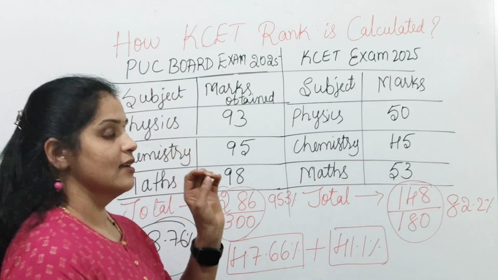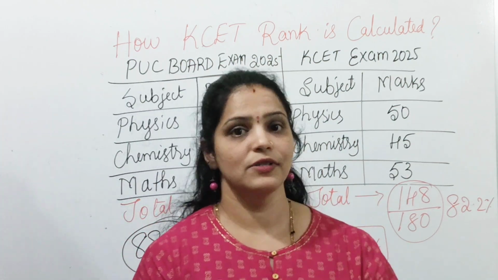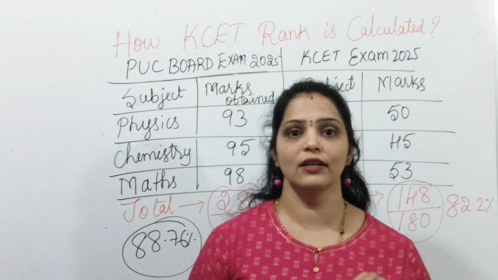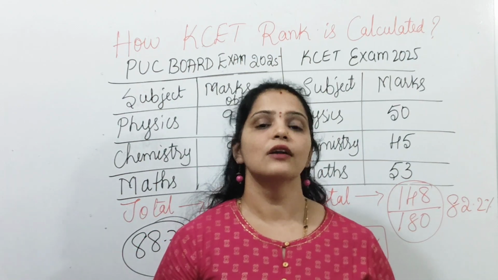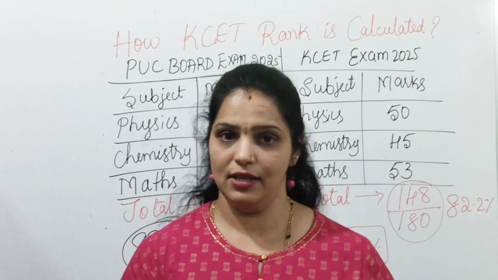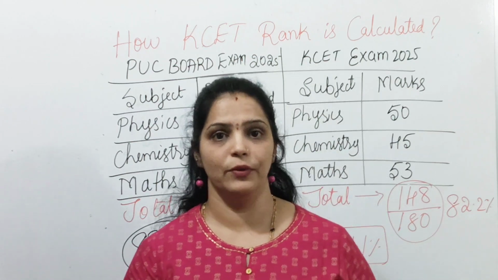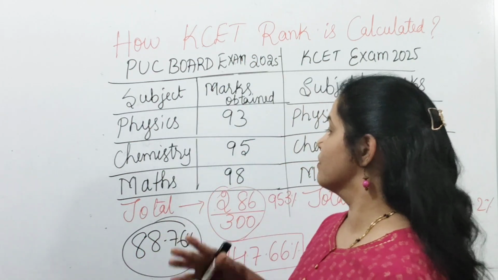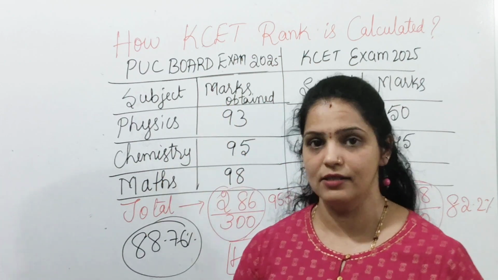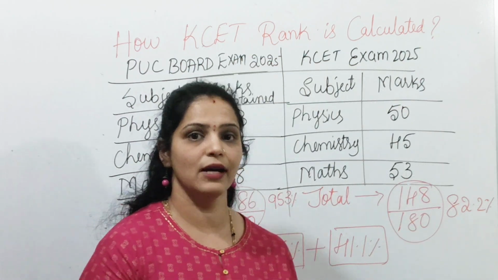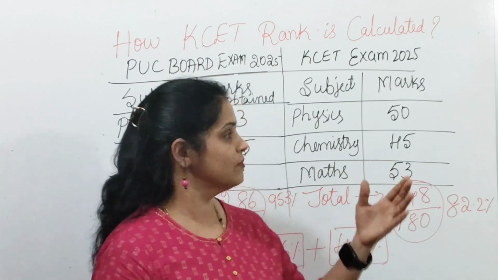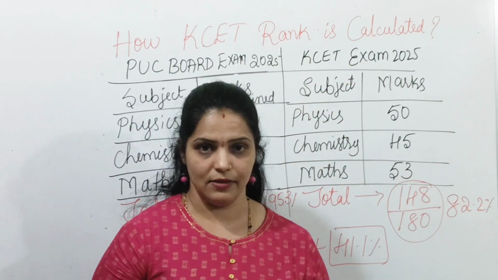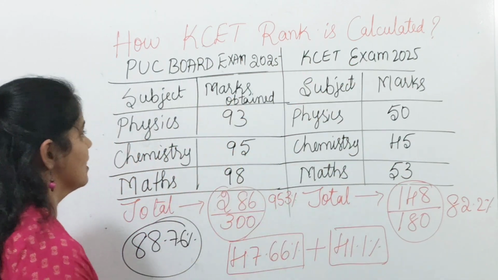You are all aware that in order to produce rank, you should not only give importance to the KCET syllabus, you should also give importance to theory, right? PU board. So 50% is from board, PU board marks, and 50% is calculated from the KCET marks. Okay, so it is calculated like this.